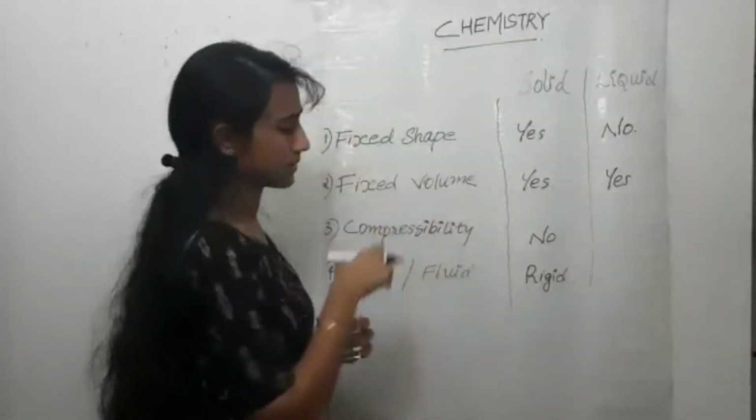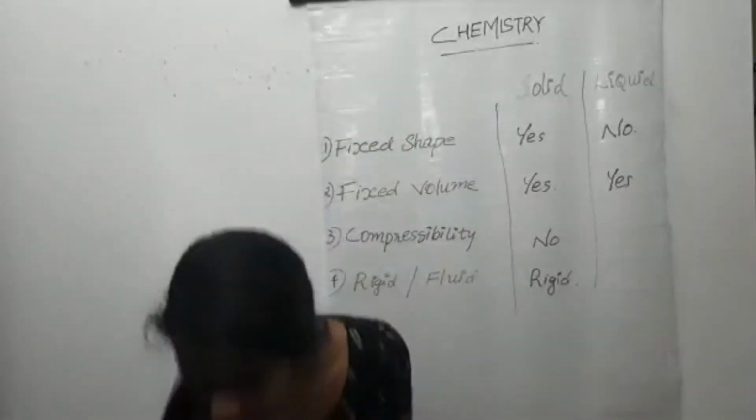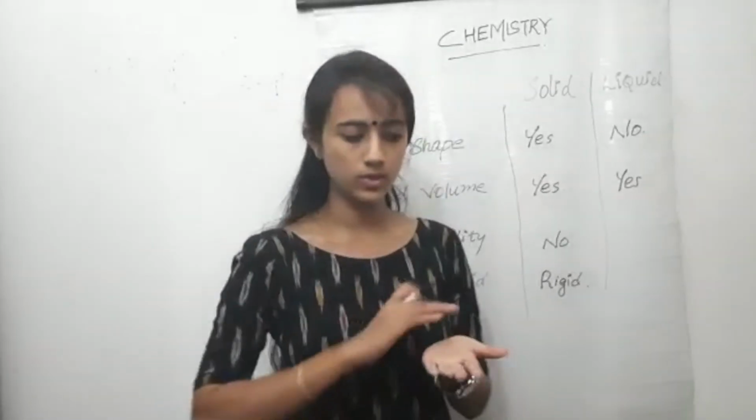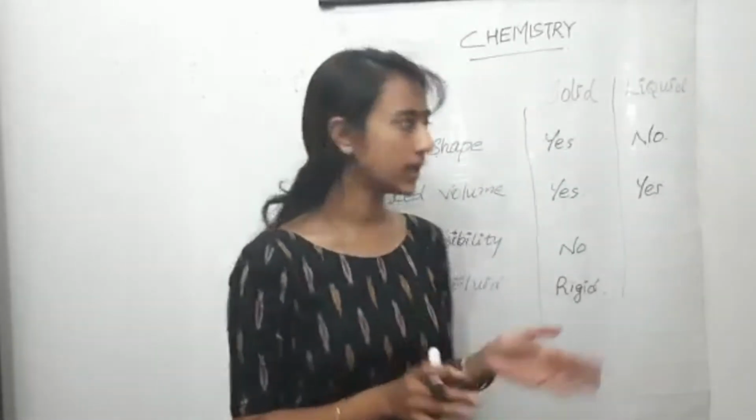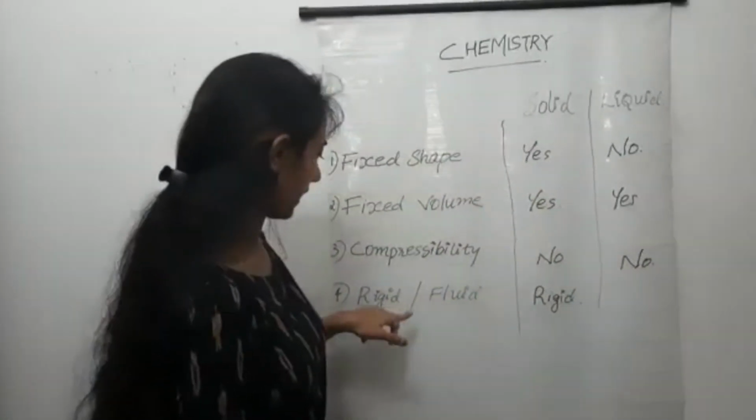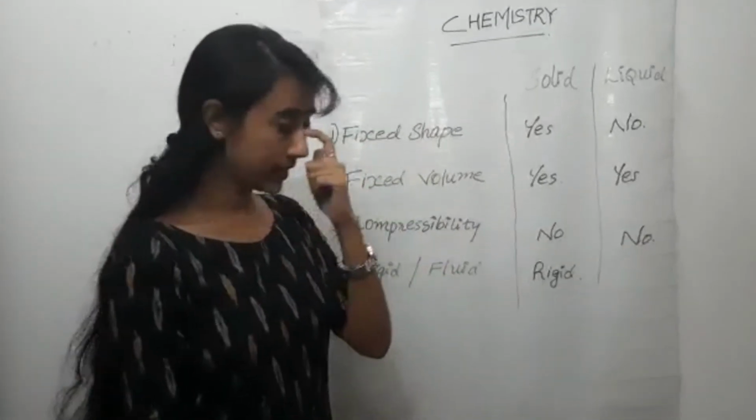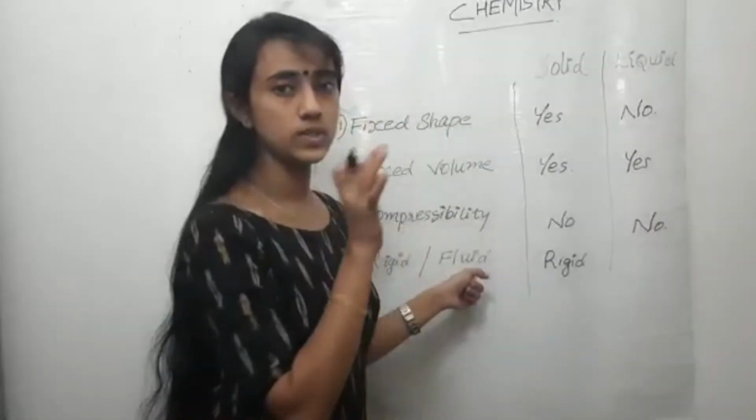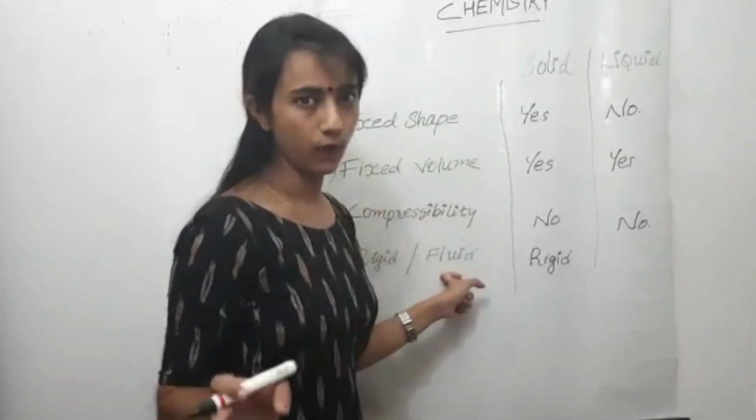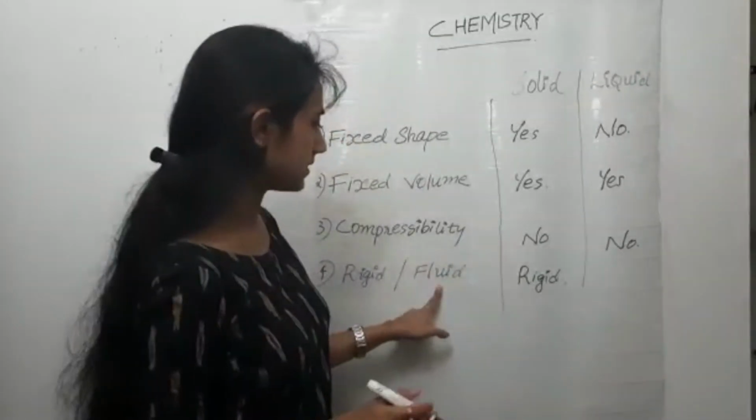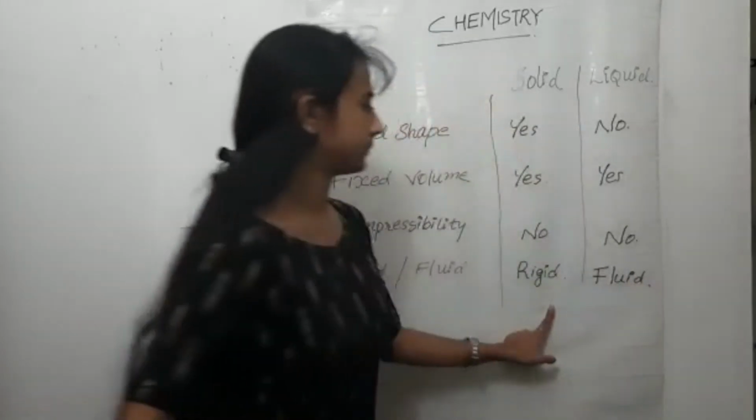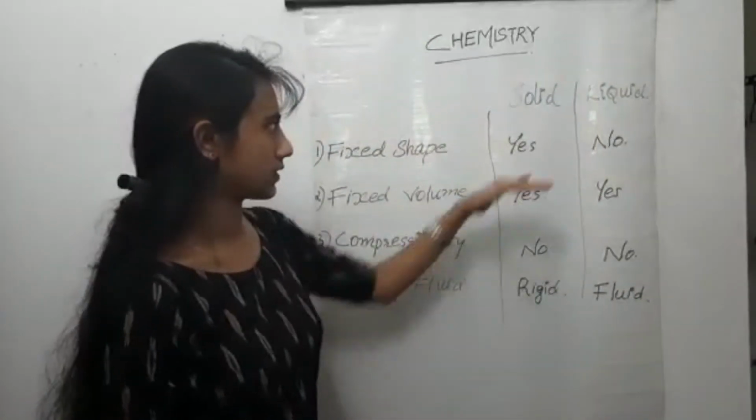And the next one is compressibility. Liquids are incompressible because we can't compress liquids, because they are flowing, right? Liquids are incompressible. Compressibility is no. The next property is rigid or fluid. I already said that fluid means an object which is flowing. We know that liquids are a flowing type of object. So this is not rigid. This is fluid. These are the properties of solids and liquids.